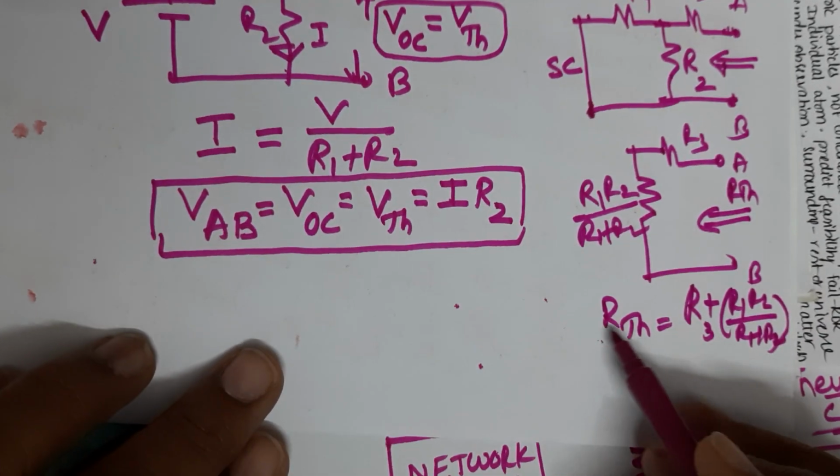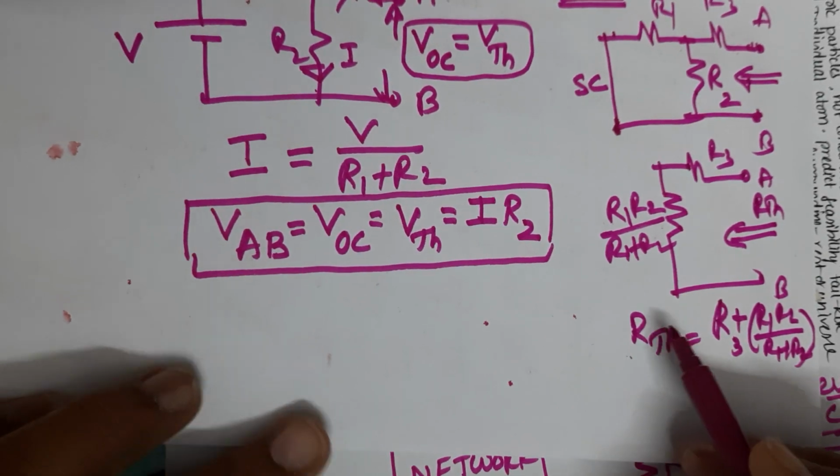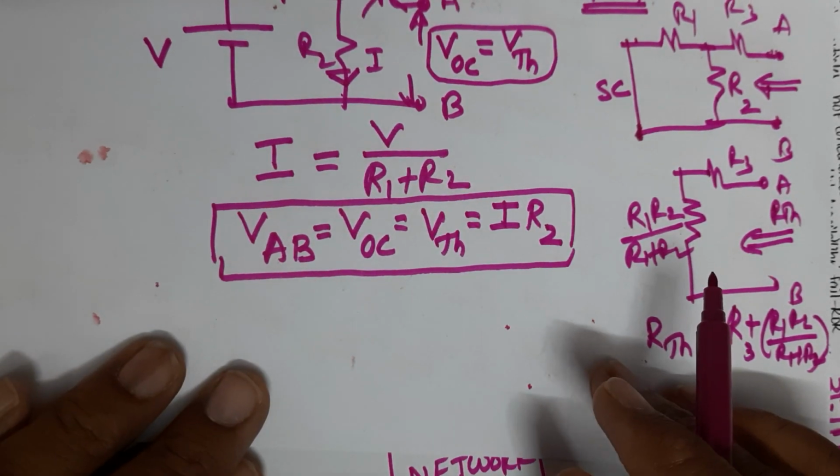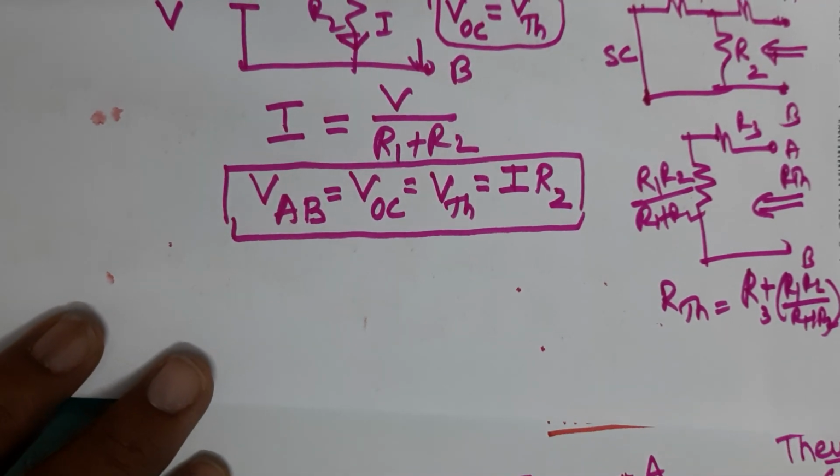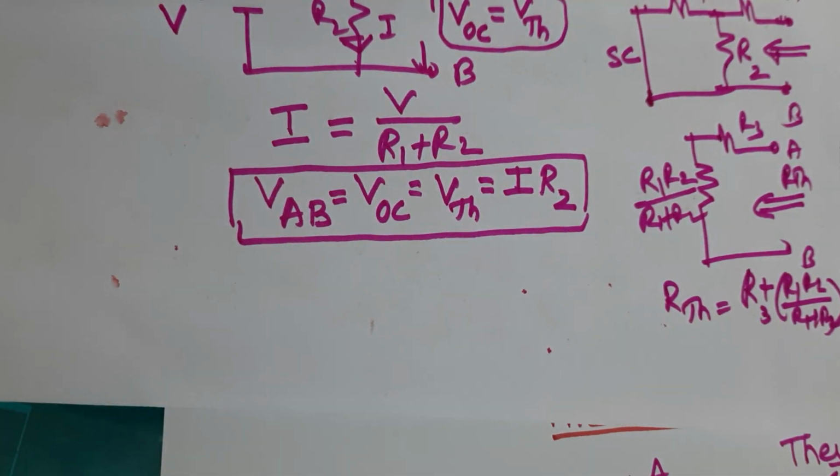Of course, this we can easily understand by taking some numerical values. But this is the procedure how to find out the VTH and RTH. Once again I am concluding.